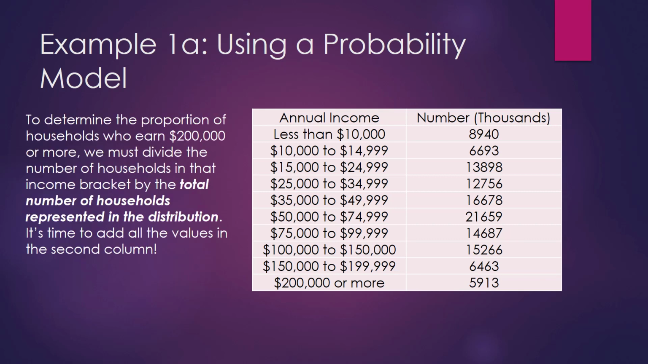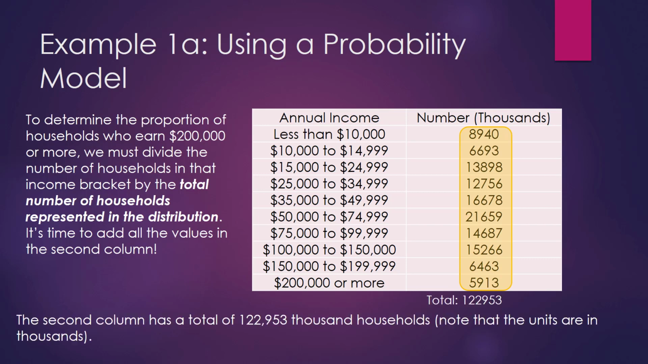To determine the proportion of households who earn $200,000 or more, we must divide the number of households in that income bracket by the total number of households represented in this distribution. That means we have to add all the values in the second column. When we do this, we find out that the total is 122,953 households. Note that this word thousand is here because all of these values are given in units of thousands.